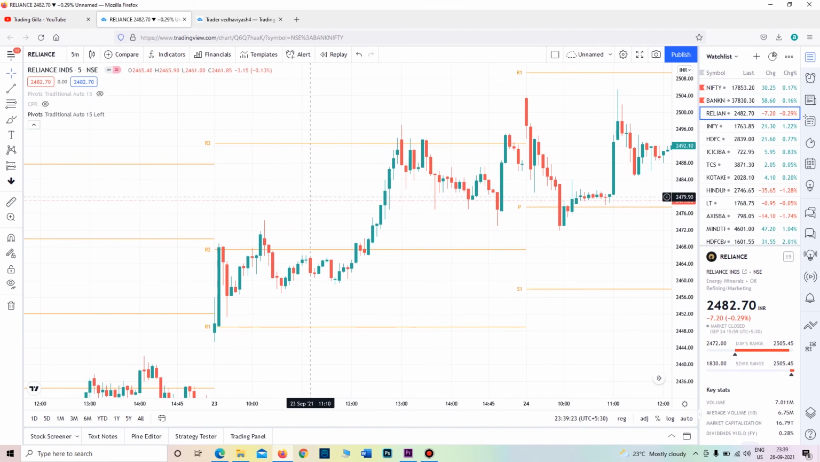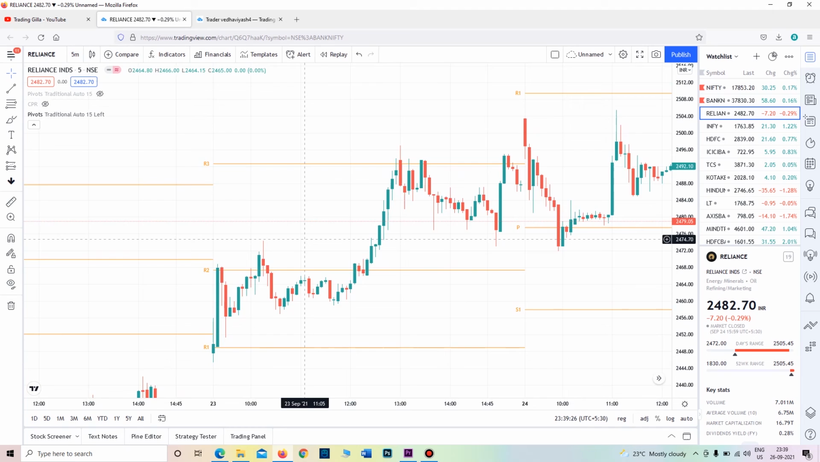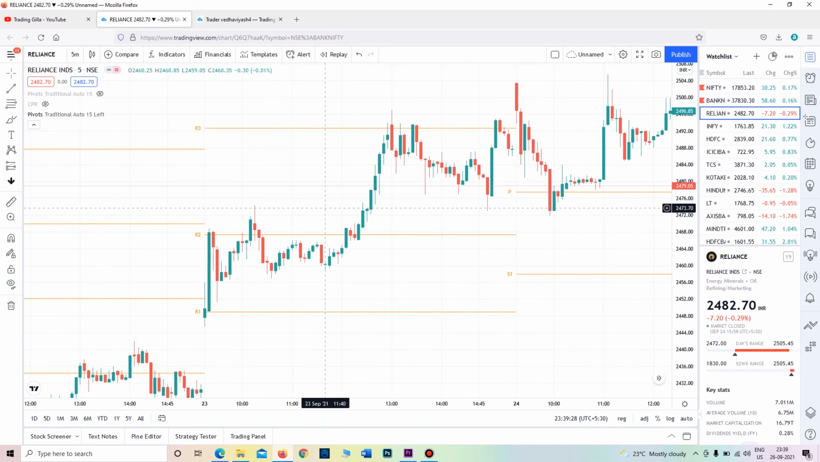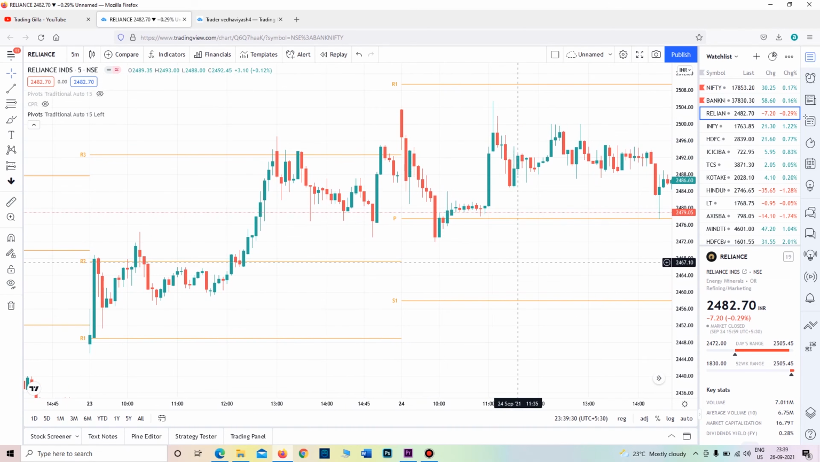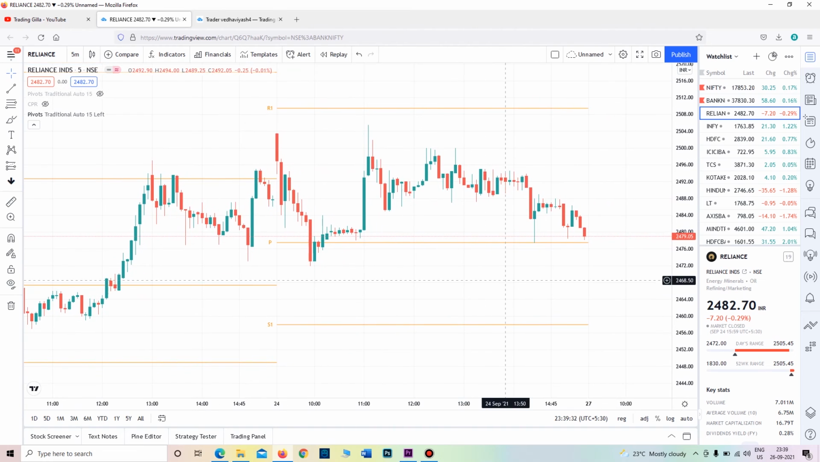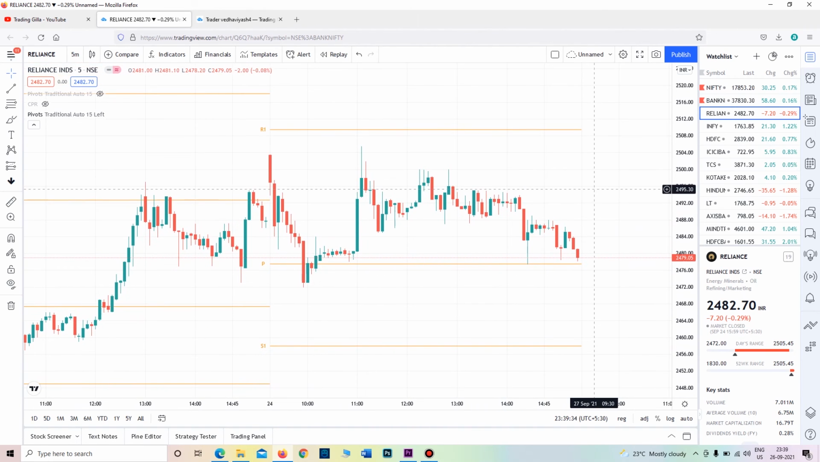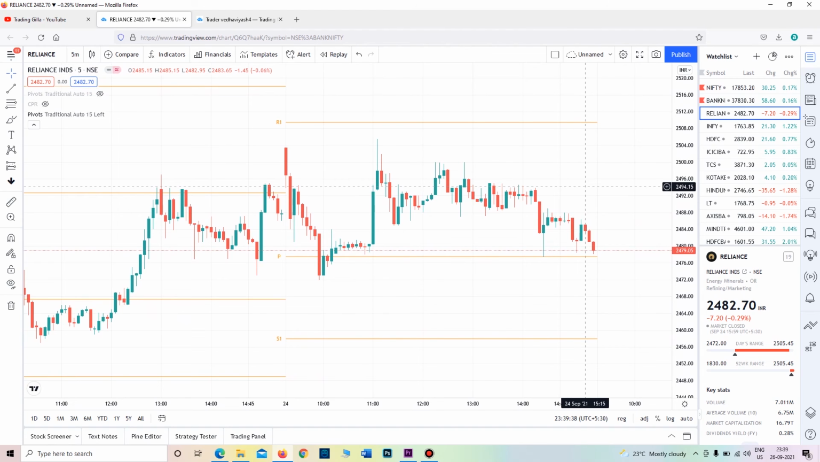This is about pivot points, friends. Now you need to practice this, and when you practice this you can get some experience. By this you can trade. And finally my words: don't trade according to this, first paper trade for a few months. After practicing you can trade with real money.